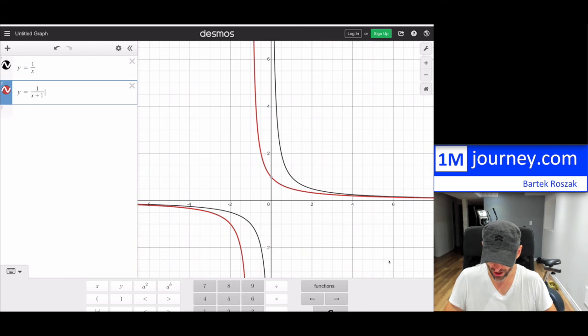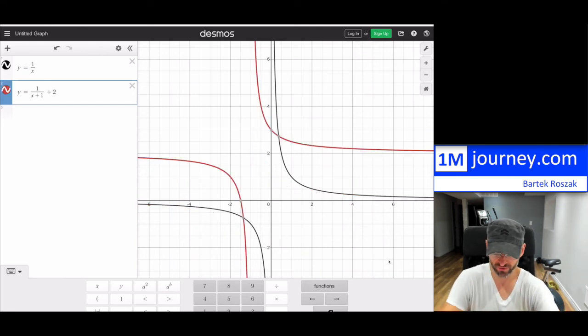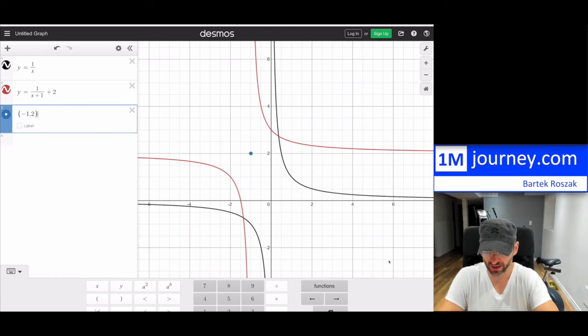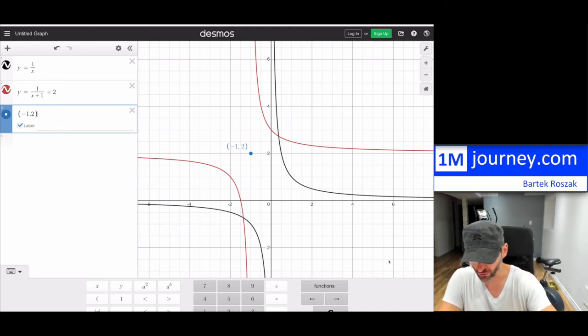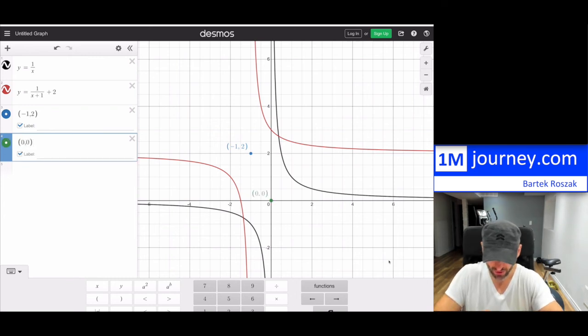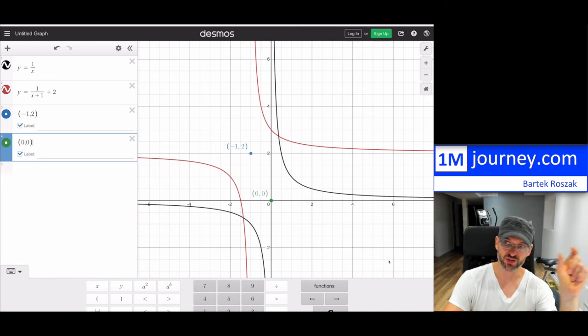And then if you want, you can move it up or down. So let's say I shift it up by 2, so it shifts the central point. Let me graph it, -1, 2. That is the central point that you see there. While the original point, which was 0, 0, if I label that, that's what this was. So this family of functions just gets shifted around depending on what you have.